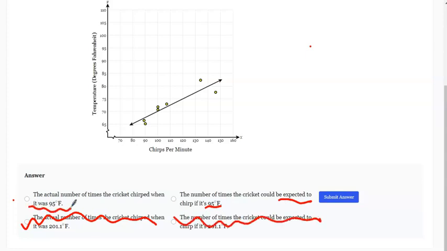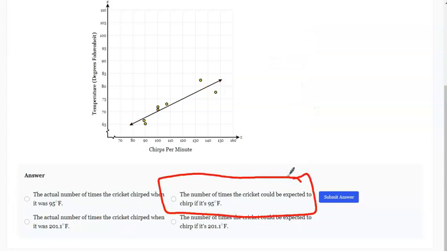All right, so the question is, if it's 95 degrees outside, and we want to know how many times the cricket chirped, we would have to go along this trend line until we reached 95. Now, do we have any data on when it's 95 degrees and how many times the cricket chirped? No, we don't have any data there yet, so that would be an expected value because it's not one of the currently plotted yellow dots.